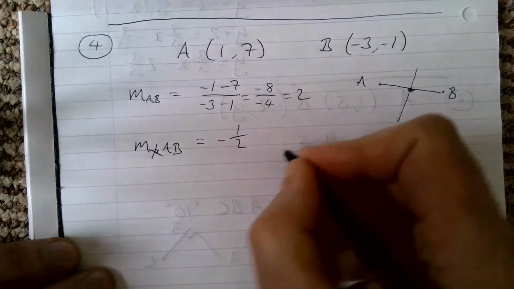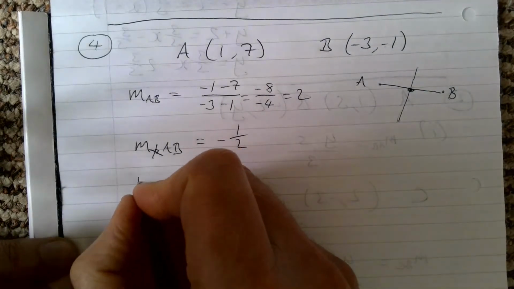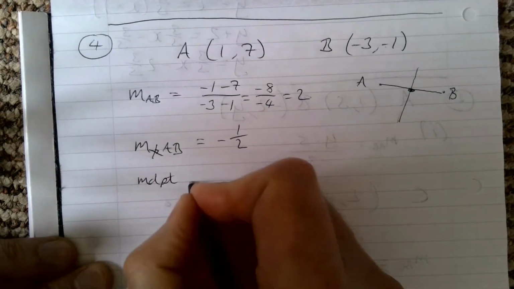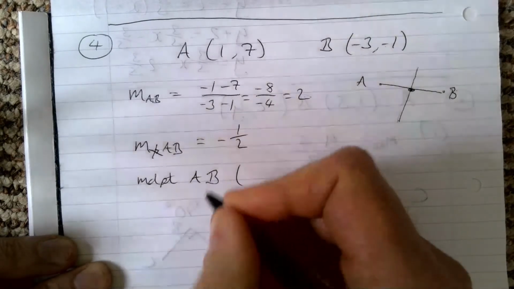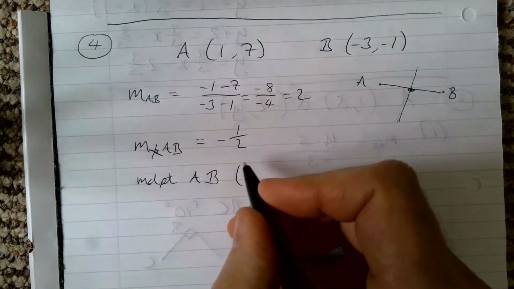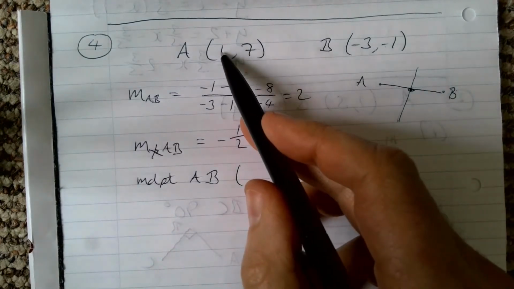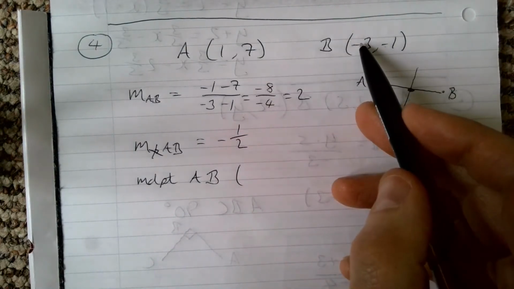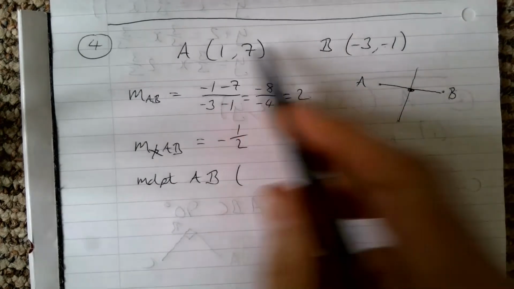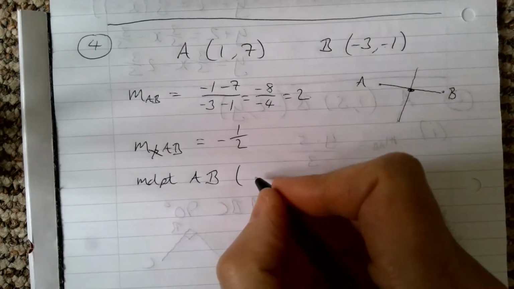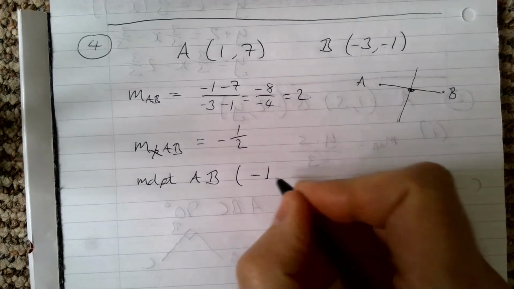We now need the midpoint of AB. Again, you can use the formula, I tend not to though. I just tend to look at the numbers and see if we can work it out. The x coordinates are 1 and minus 3, if we find halfway in between those. Hopefully you can see there's a gap of 4 in those, so halfway along is going to be minus 1.